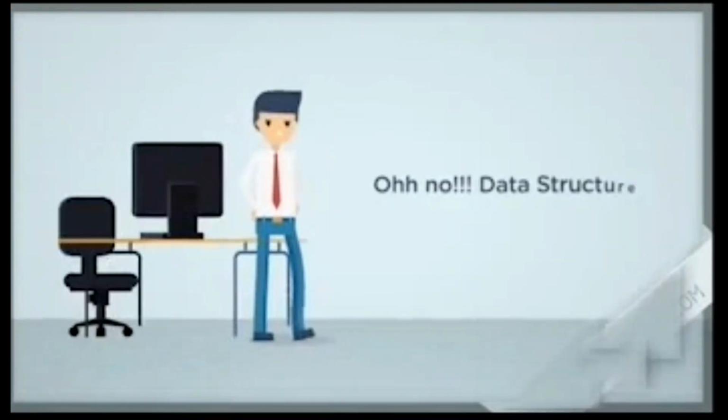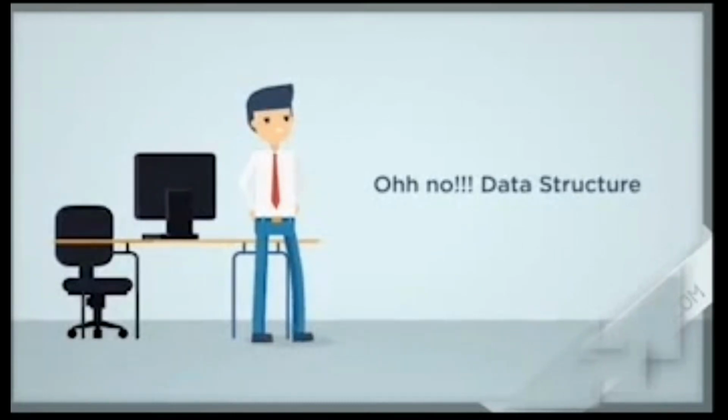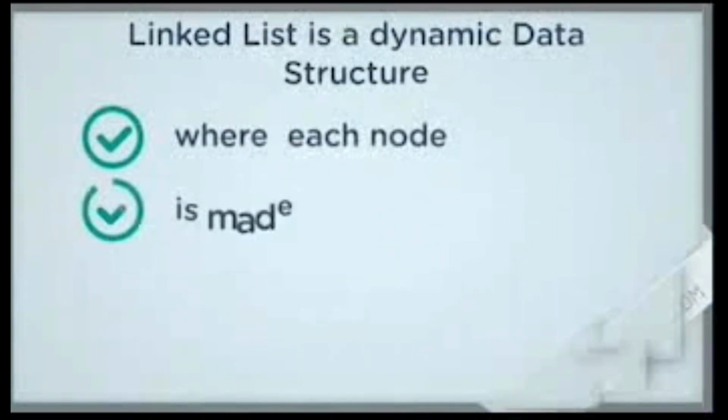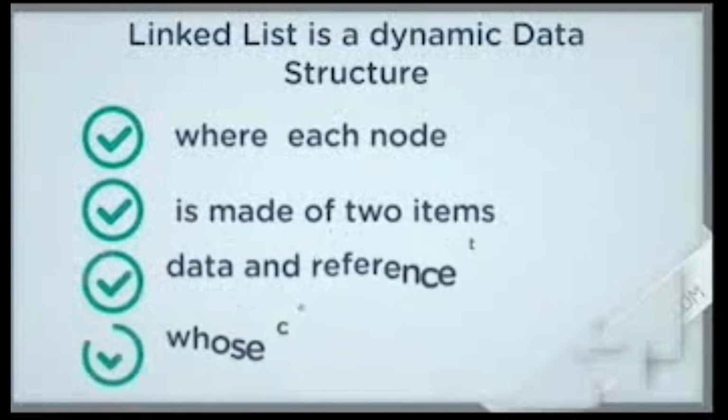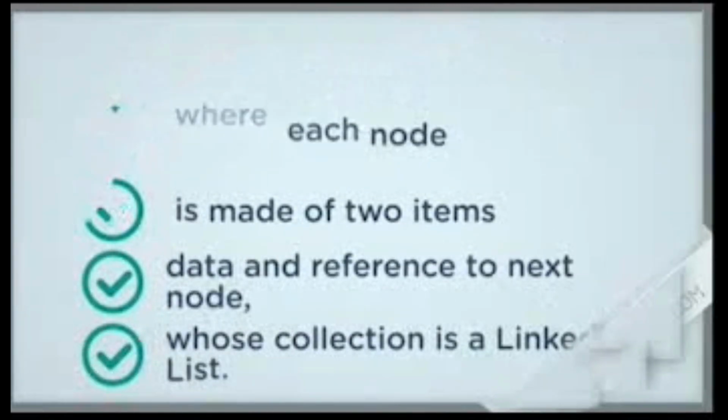Despite all the efforts I put in, all I could comprehend is the basic definition of a linked list: that it is a dynamic data structure where each node is made of two items, data and a reference to the next one, a collection of which is known as a linked list.